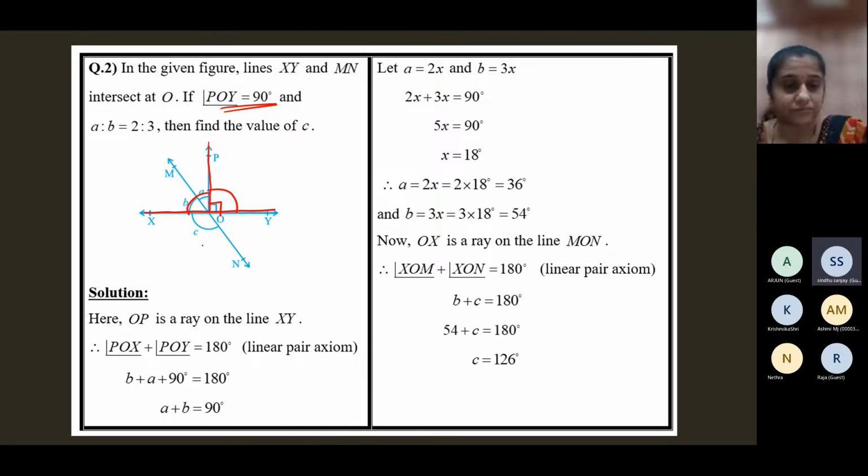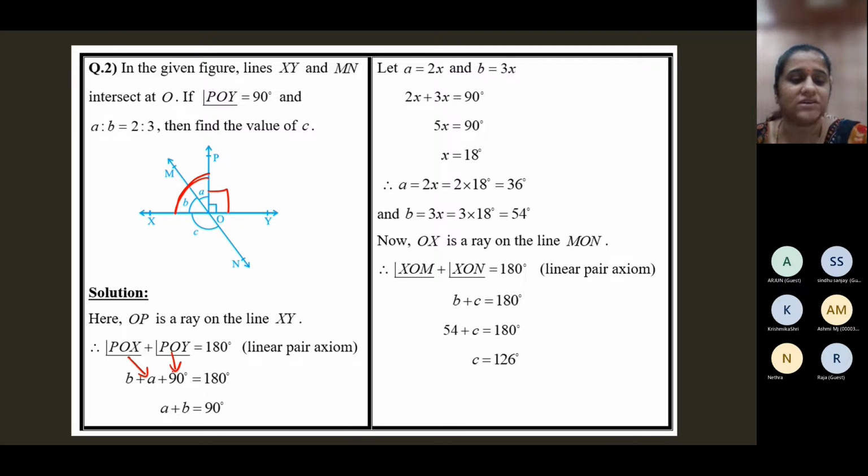POX plus 90 degrees is equal to 180 degrees, because POX is nothing but A plus B. See the figure, all of you? What is POX? This angle is A plus B or B plus A. And this one is 90. So A plus B plus 90 is equal to 180. Correct. Sindhu, next.